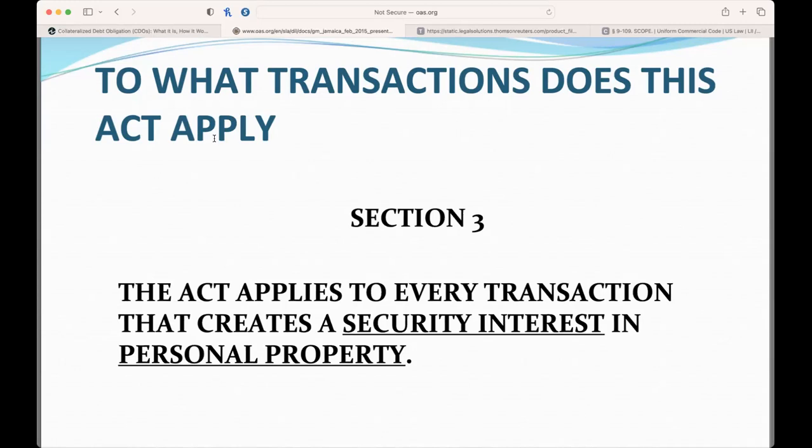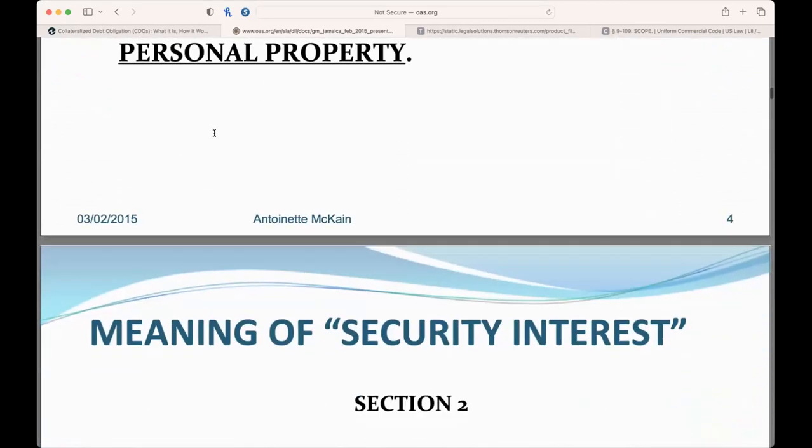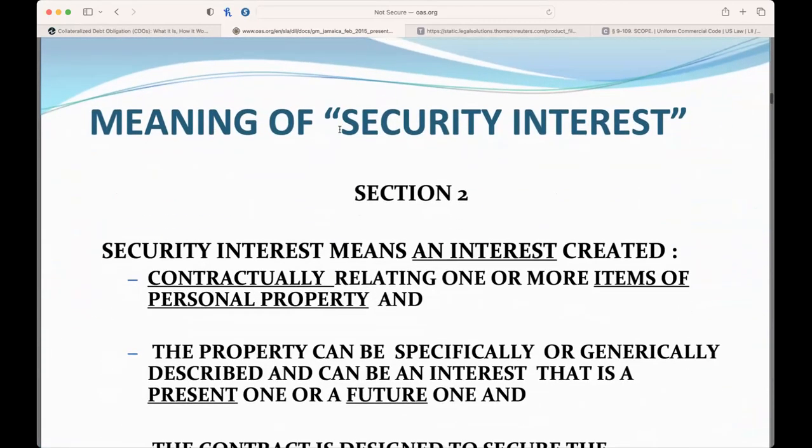And in essence, it is business because the so-called lender or secured lender got a loan as a business, as an entity. So this was not personal property, but it was our personal property that we pledged that gave them a security interest in it. So, meaning of security interest, section 2.